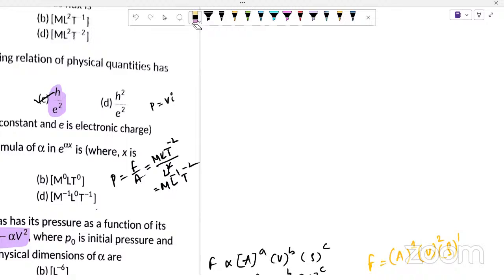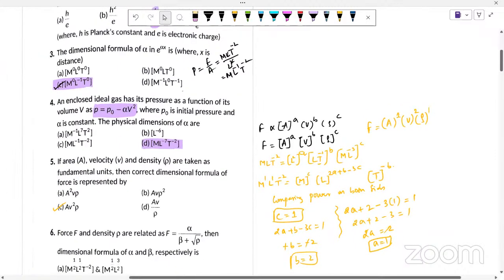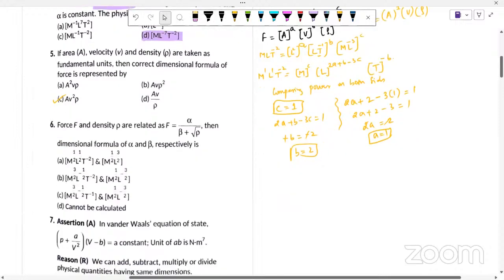Can I have this? Check once. One who has completed, you can see question number 6 once.